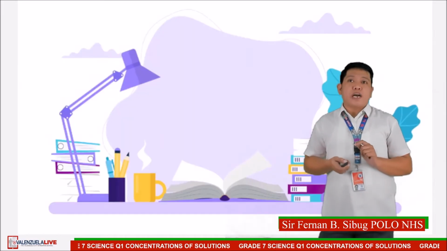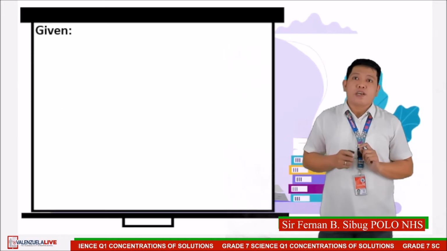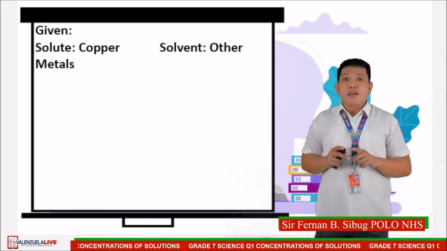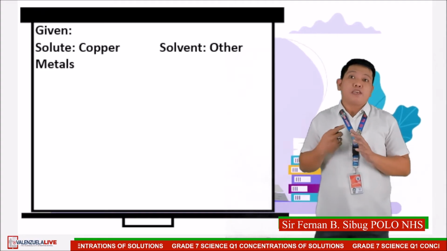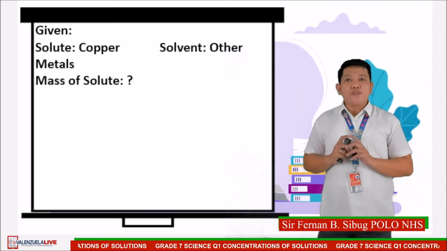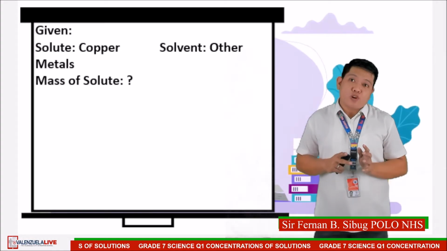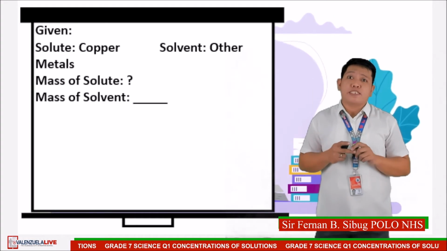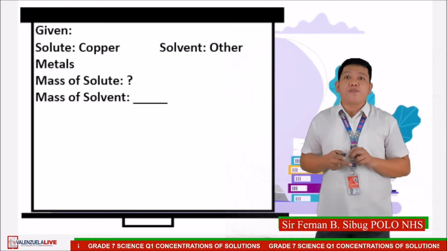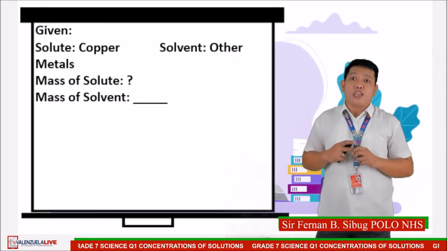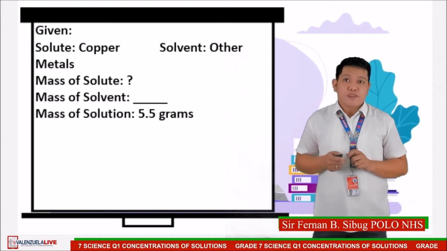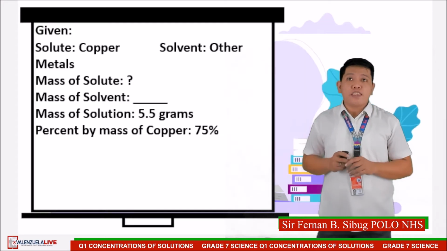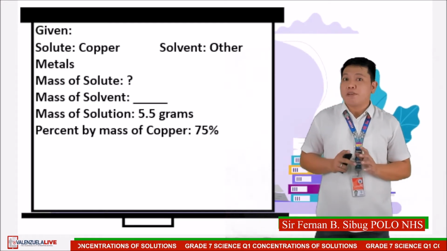Next step is to write the given. So again, the solute from the problem is the copper, and the solvent is the other metals that made up the coin. The unknown from the problem is the mass of the solute, or the mass of the copper. The mass of the solvent, even though that is not being asked, we can calculate as we get the value of the mass of the solute. The mass of the solution is 5.5 grams. And the percent by mass of copper is 75%.